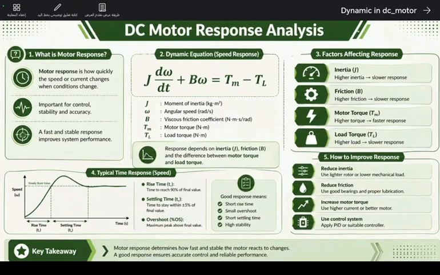Okay, we have a typical time response, where the vertical axis is speed and the horizontal axis is time. Rise time: time to reach 90% of the final value. Settling time: time to stay within plus or minus 5% of the final value. Overshoot: maximum peak above the final value. A good response means short rise time, small overshoot, short settling time, and high stability.